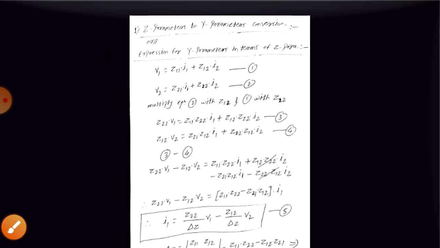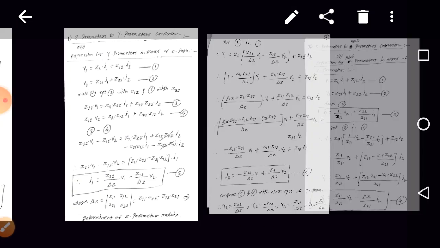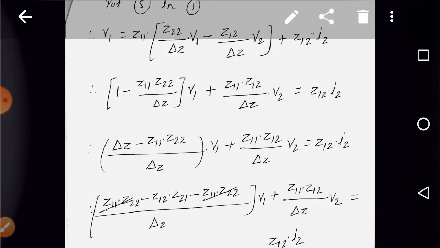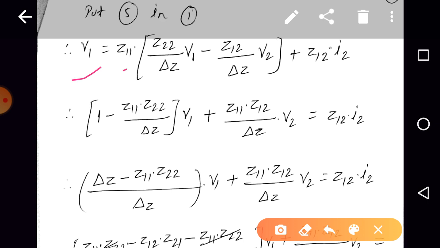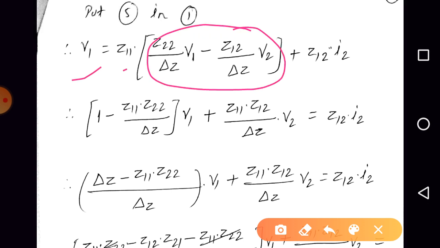After that, the i1 term will be replaced in terms of v1 and v2. So put equation 5 in equation 1. So v1 is equal to z11 into i1; instead of i1 we put equation 5, plus z12 into i2 as it is. After that, we multiply this z11 into this bracket, so it is z11 into z22 by delta z into v1. Shift this v1 to this side, because here it is also v1. So we can write it as 1 minus this term, into v1 plus, again shift this v2 also to this side.